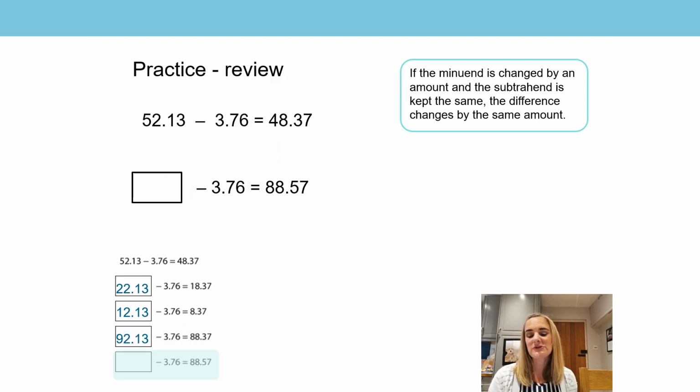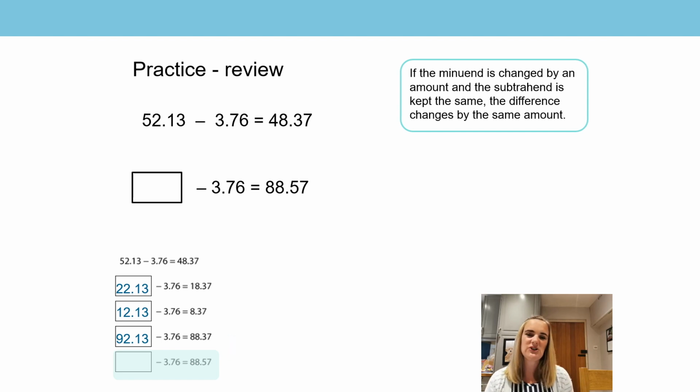Okay, so we've almost completed all of those calculations that had that information in. We've got one more to complete in this sequence. So again, let's have a little careful look at what we've got to complete. We've got something subtract 3.76 is equal to 88.57. So I would now be looking at my calculations down here that we've already filled in and considering which one has the difference that's the closest. Did you spot it here? The second to last calculation has 88.37 and our final calculation has 88.57 as the difference. They're quite close together, aren't they?